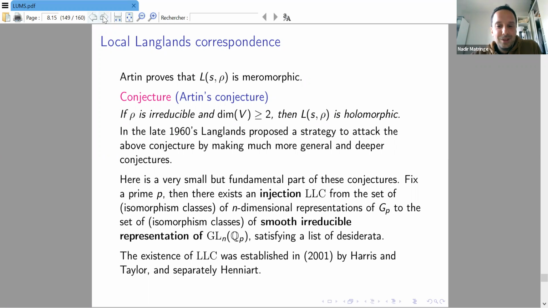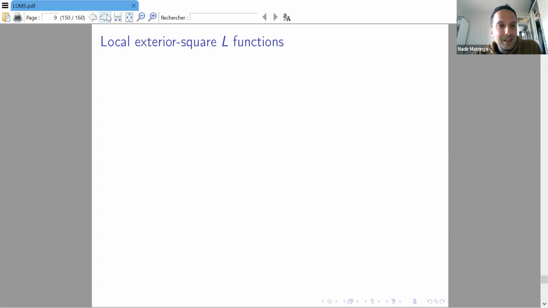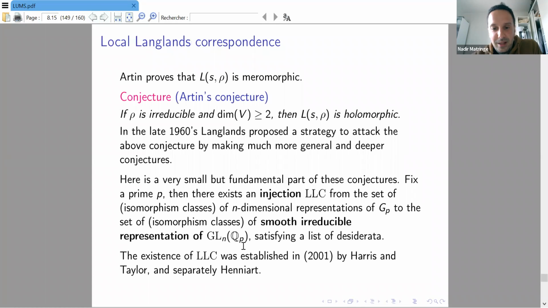Okay, so I will finish this talk, probably in advance, by talking about a result of mine in the field. So it's about local exterior square L functions. So maybe as I have time, I can say a word about the list of desiderata that you want the LLC to satisfy. On both sides of the correspondence, you can define, for example, L functions.